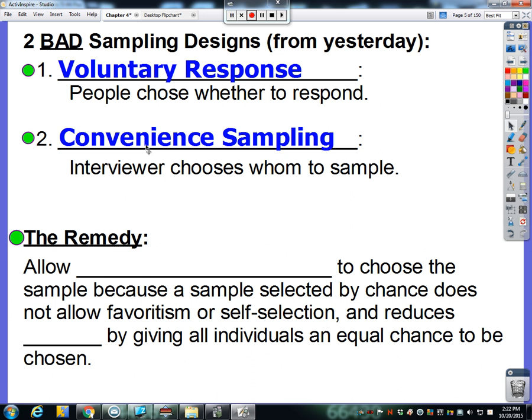Now, the way to avoid all this extra bias is to allow what we're going to call impersonal chance to choose a sample for us, because a sample selected by chance does not allow favoritism or self-selection and reduces bias by giving all individuals an equal chance to be chosen. So we are going to want to introduce some sort of randomness, a random sample, to this whole concept. We don't want to come up with it, and we don't want people to come up with their own sample for us by volunteering, but we want people to be randomly chosen.